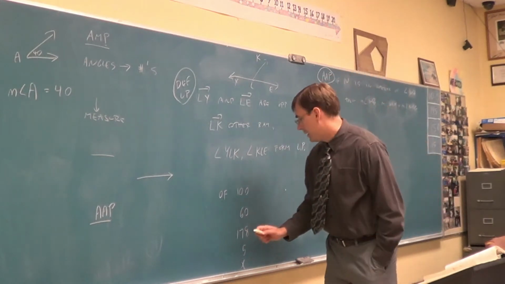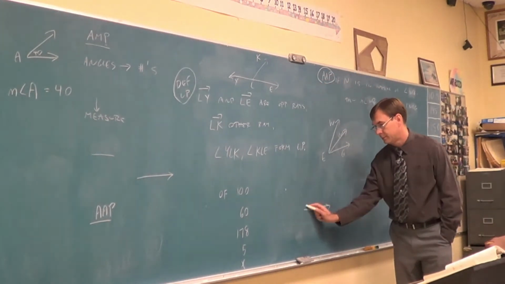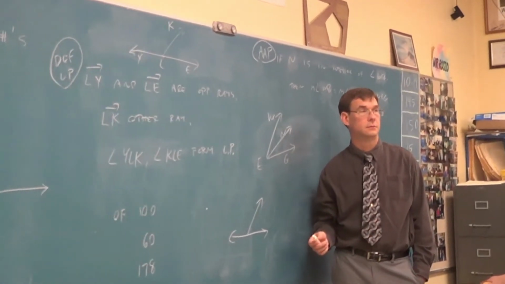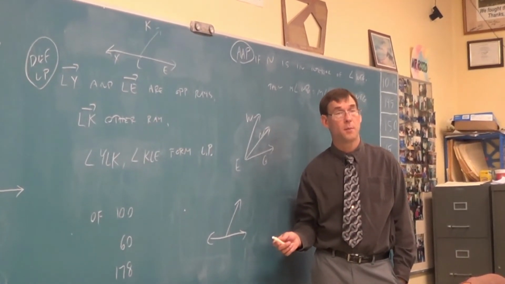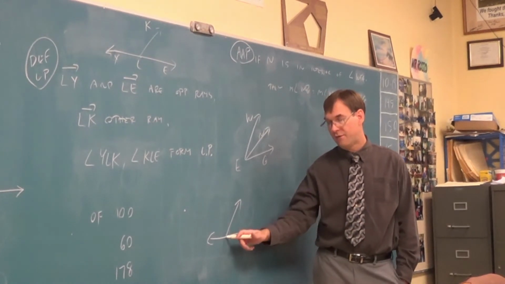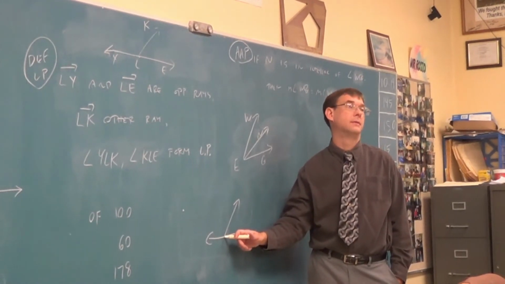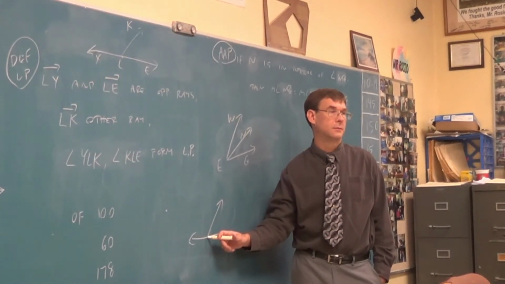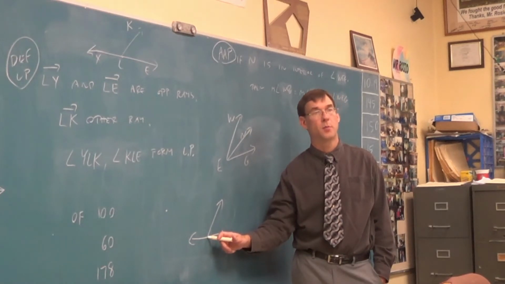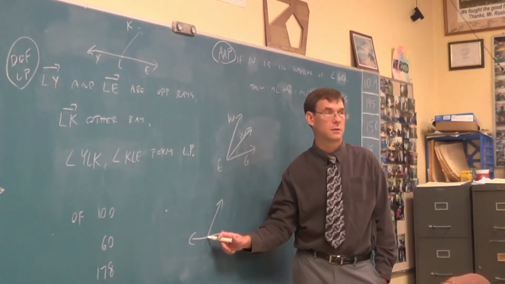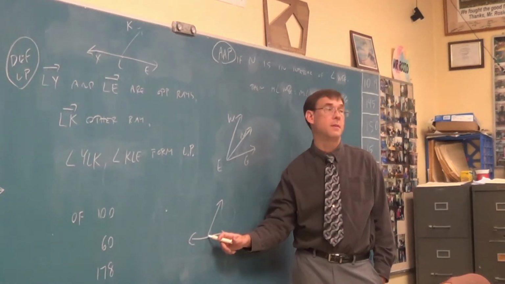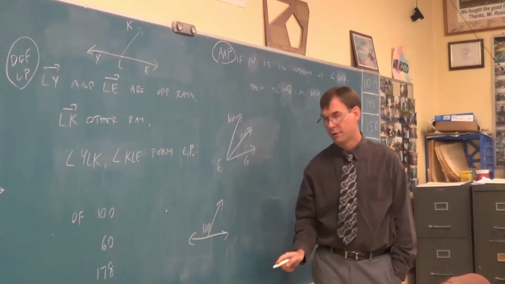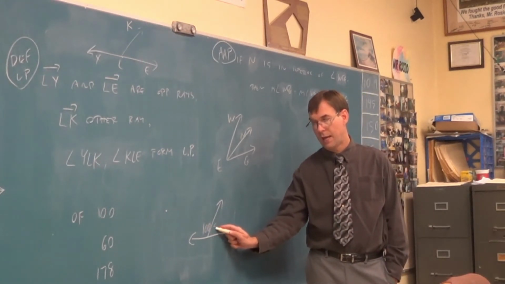So, if you see a thing like this, that's called a linear pair. If two angles form a linear pair, then they're supplementary. Supplementary means add up to 180. So maybe this is 100. Who's this? 80.